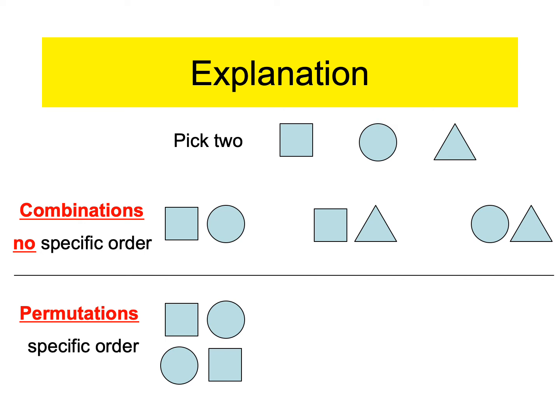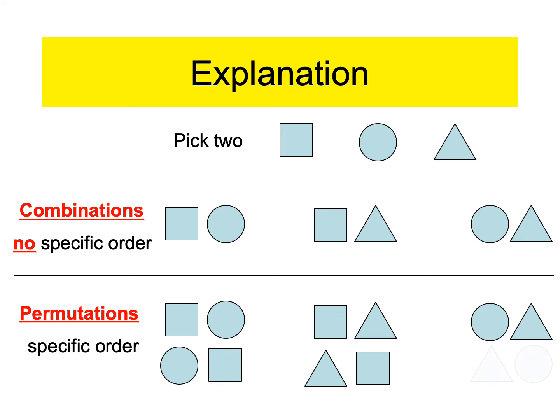Is that the only two permutations? Well, no. We could also pick a square and a triangle, or a triangle and a square. We could also pick a circle and a triangle, or a triangle and a circle. There are 6 different permutations here. Now, it would be easy for you to say, oh, there's always double the number of permutations to combinations. Not true. Okay? This particular case, that's true, but it's not always true. There are way more permutations than there are combinations.